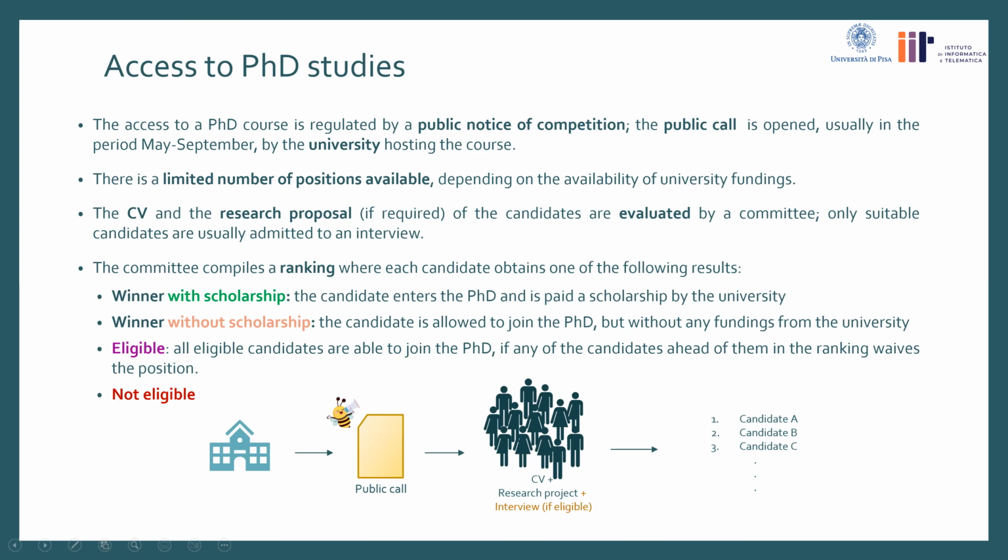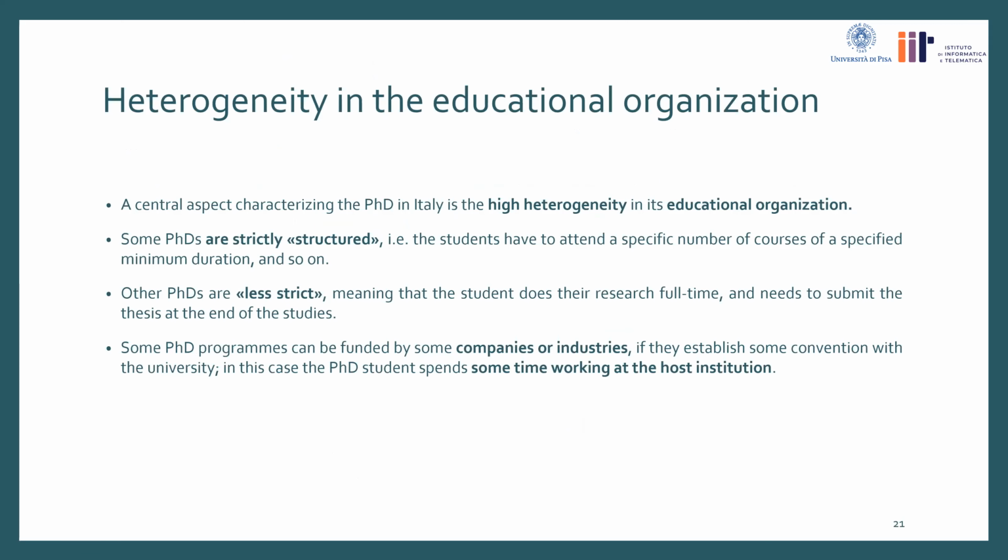Other people are just eligible, so eligible candidates are able to join the PhD only if some candidate ahead of them in the ranking waives the position. Or, of course, you can be not eligible, meaning that you cannot at all enter the PhD course. So this is how the access works.